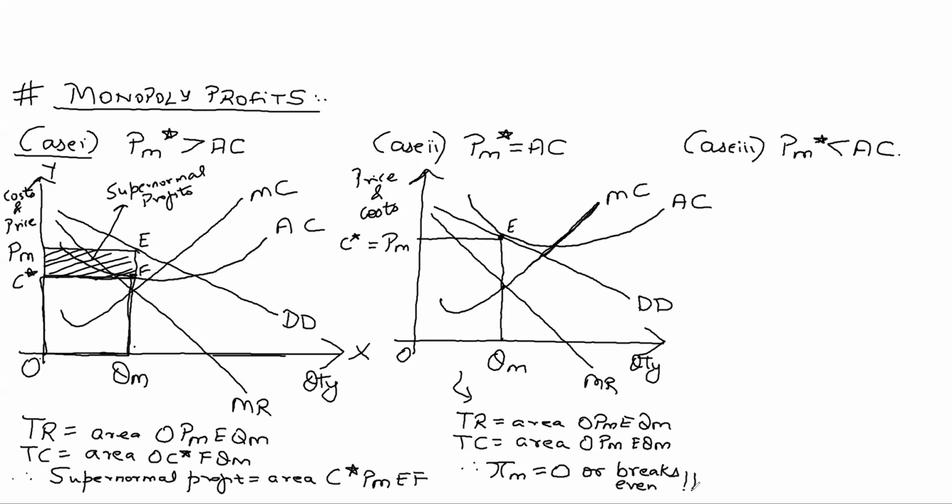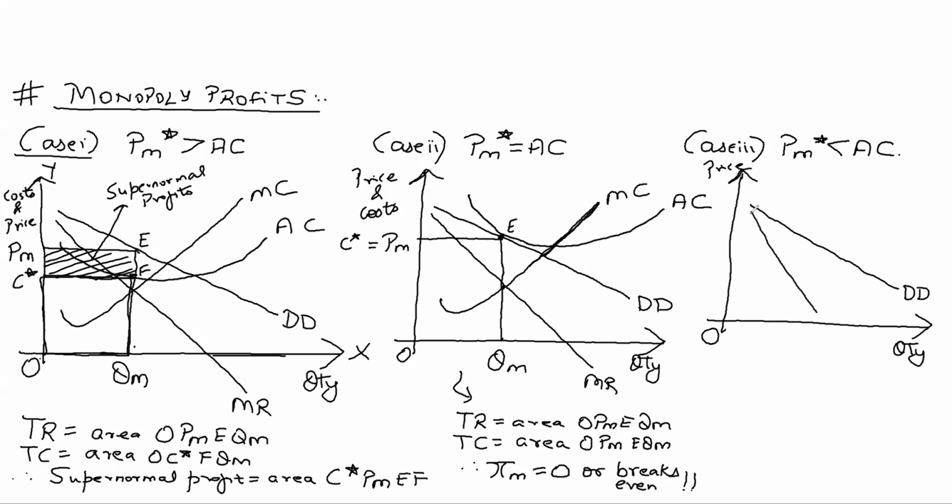Profit of the monopolist is 0, or the monopolist breaks even. And let's look at the last case where the price charged by the monopolist falls short of the average cost. So quantity, price, this is my demand curve, this is the marginal revenue curve, marginal cost curve. The monopolist will produce where MR is equal to MC. This is the price the monopolist will charge. Suppose my average cost curve lies here.